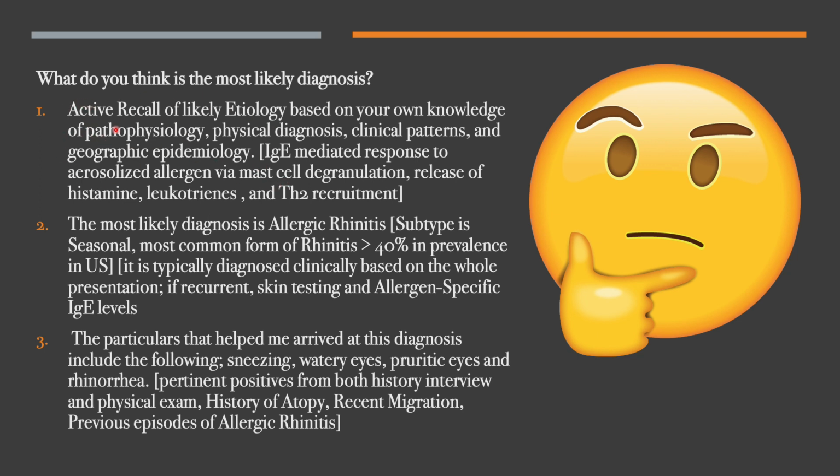But this is just one component of making a likely diagnosis. You need a solid grounding in pathophysiology, physical diagnosis, epidemiology, and clinical patterns. So the IgE is what is precipitating the symptoms that the patient is having. Second, the most likely diagnosis is allergic rhinitis. The subtype is seasonal, and allergic rhinitis is the most common form of rhinitis. That's what that means. It's greater than 40% in prevalence.